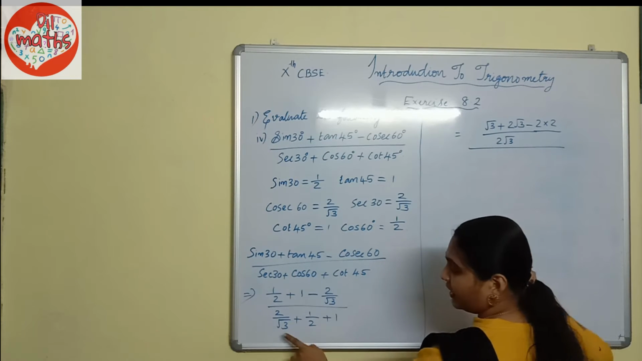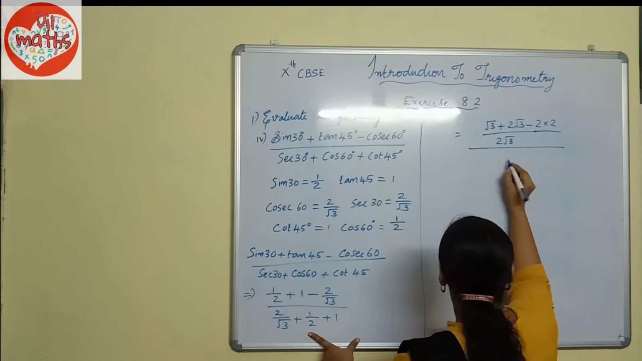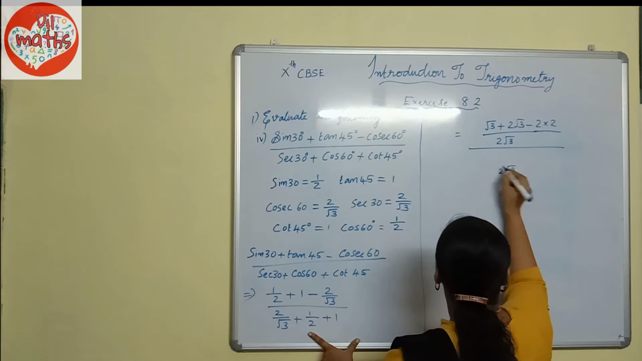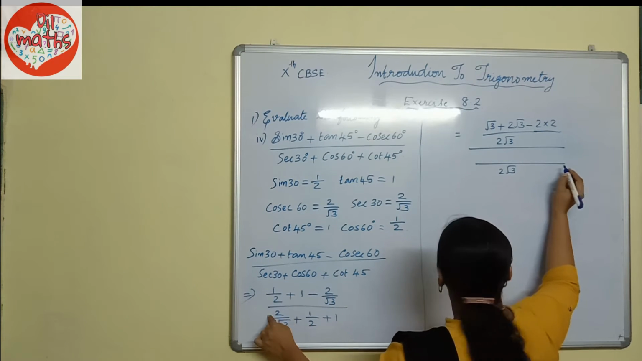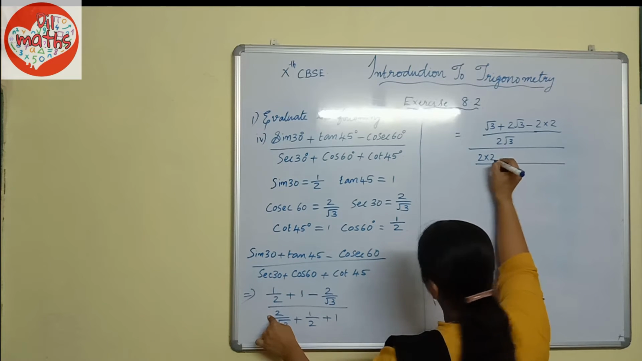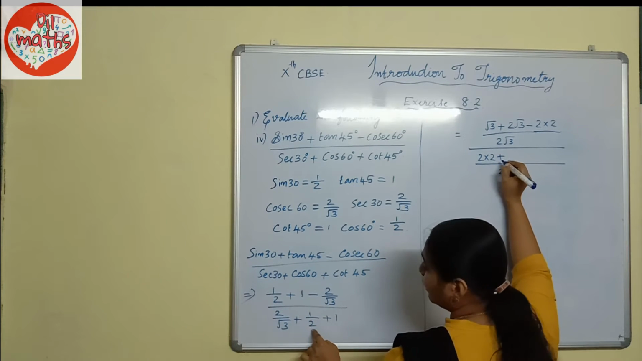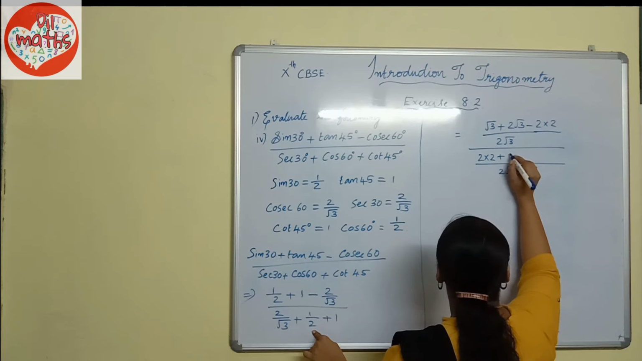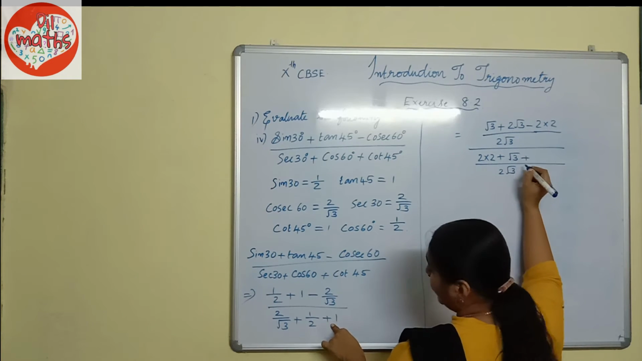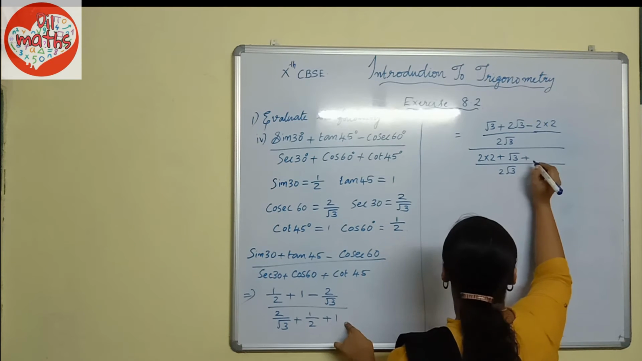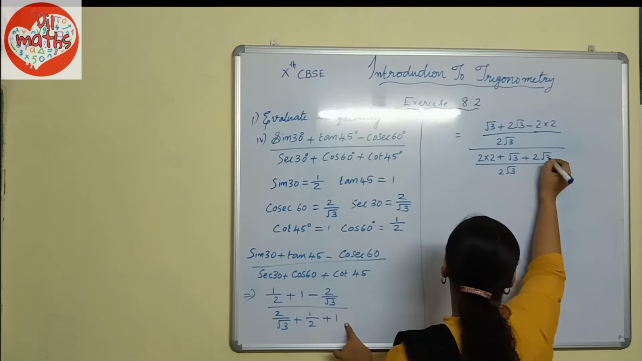Whole divided by, here also what will come in the denominator LCM? 2 root 3 will come as the LCM, and in the numerator here root 3 is there. So we have to multiply 2 with 2. 2 2s are 4, isn't it? Plus here in the denominator 2 is there, so we have to multiply 1 with root 3. You will get root 3, and plus 1, in the denominator 1 is there. So what will you get here? 2 root 3 will get.